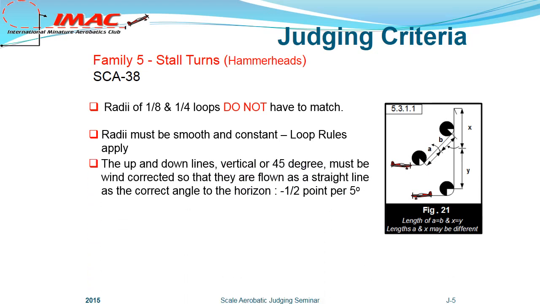The lines, either 45 or 90 degrees, are judged for correct angle as compared to the true horizon and must be wind corrected. Downgrades of 1/2 point per 5 degrees are assessed for deviations.